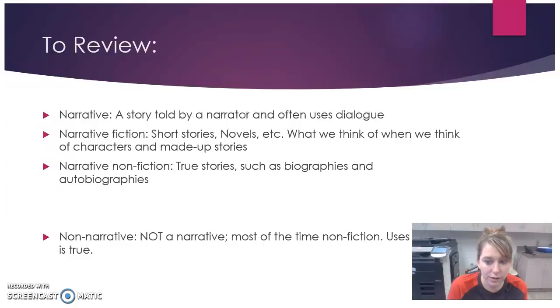The biggest thing I don't want you guys to get confused is narrative nonfiction and non-narrative nonfiction. Okay, narrative nonfiction, one more time. Narrative nonfiction is a true story. Okay, we still have characters, we still have a narrator. Non-narrative nonfiction is going to be not a narrative. It's still true, but it's not a narrative.